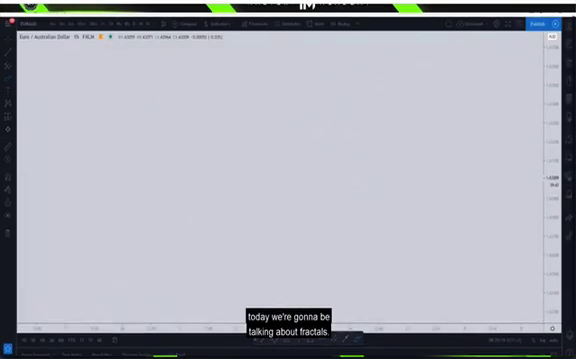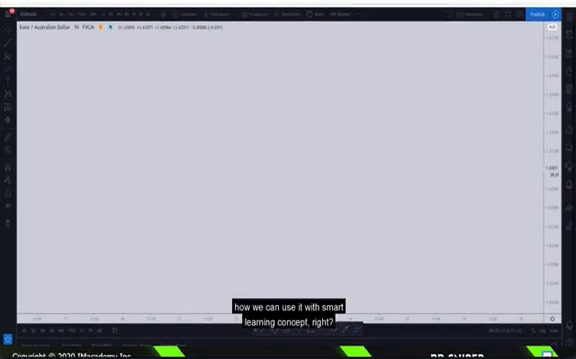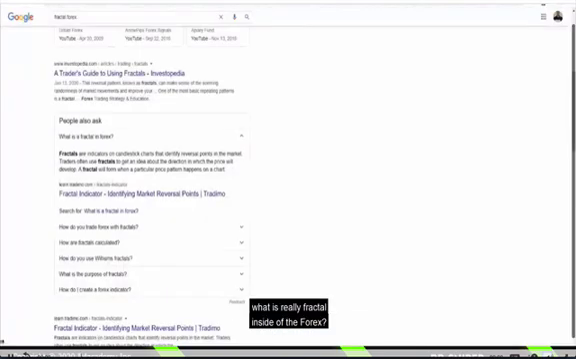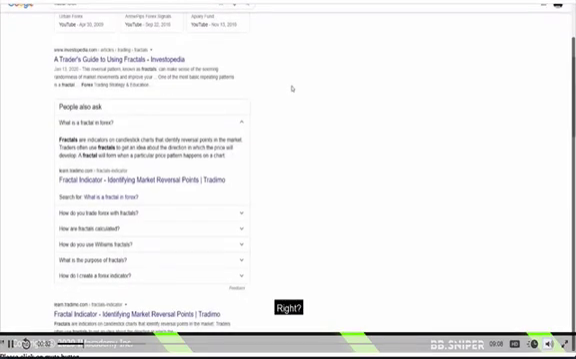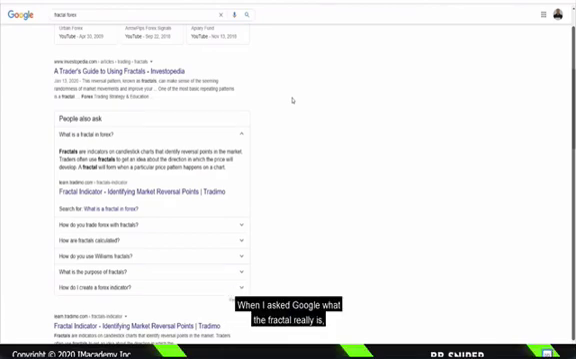Today we're going to be talking about fractals: what they are, what they mean, and how we can use them with the smart money concept. So first of all, what is a fractal in Forex? Based on Google, when I asked Google what a fractal really is, this is what popped up.